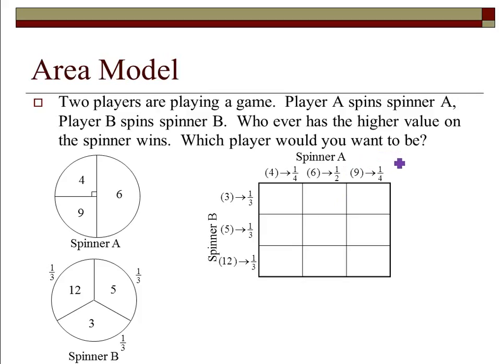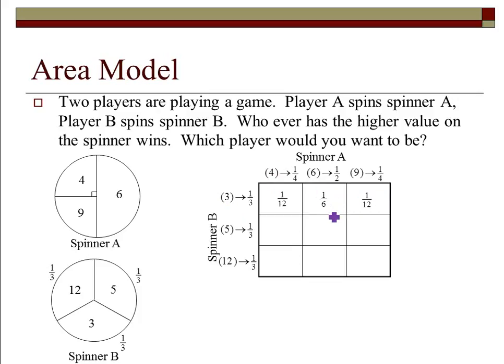Now the reason why we call them area models is we're going to calculate the area of each one of those little rectangles inside of this little table. So the area of this rectangle is going to be 1/4 times 1/3. That gives it an area of 1/12. That represents the probability the first spinner spun a 4 and the second one spun a 3. Now I'd go to the next one. I do 1/2 times 1/3. That gives me 1/6. For the last one, I get 1/4 times 1/3. I get 1/12.